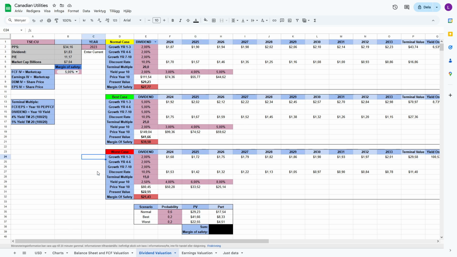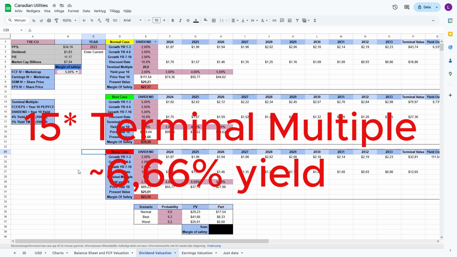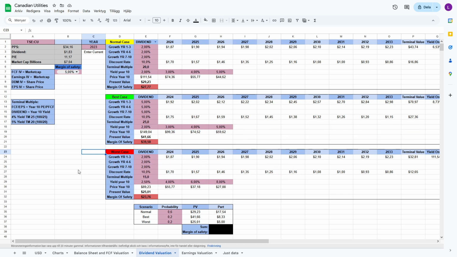We're going to use 2% but with a lower terminal multiple. Now for the terminal multiple, this represents the yield in year 10. To the left, we can see an example of how to use it. I went with 20, equals 5% yield, for the normal case, 25 or 4% yield for the best case, and 12 or 8.33% yield for the worst case.